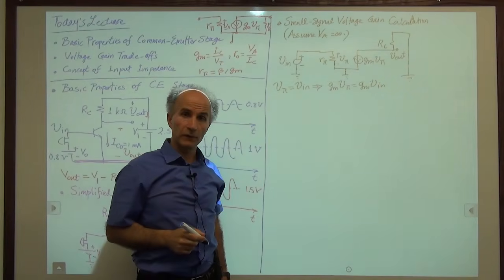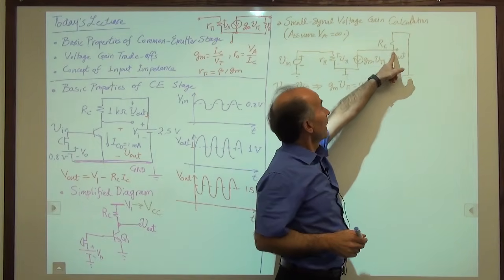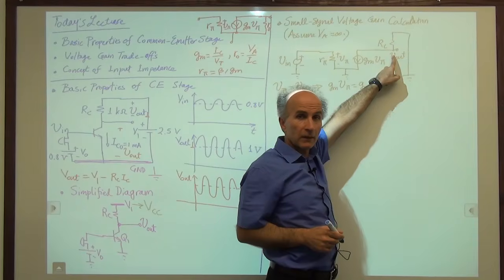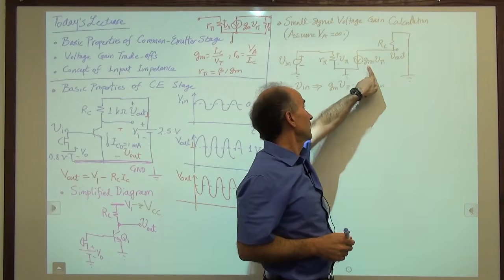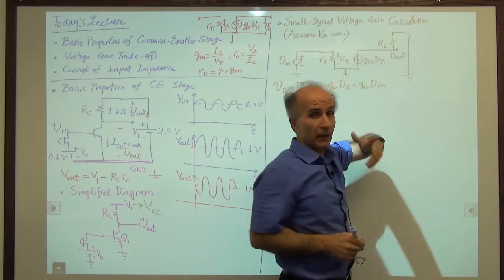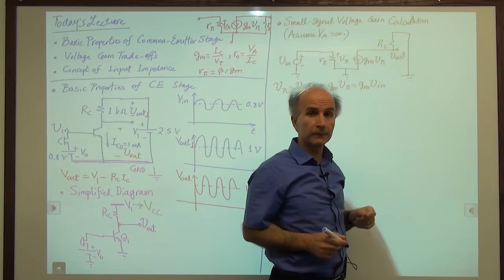All right, so far so good. Now, at this node, I can write a KCL. There are only two currents flowing through this node. One is gm vπ, and one is that current, and nothing else. This wire doesn't carry any current because it doesn't go anywhere.